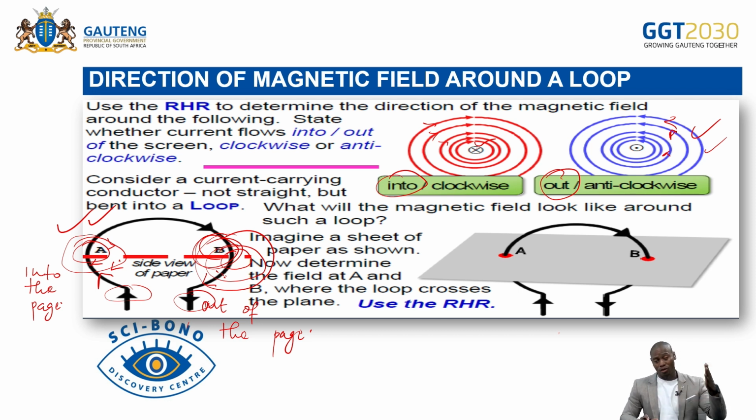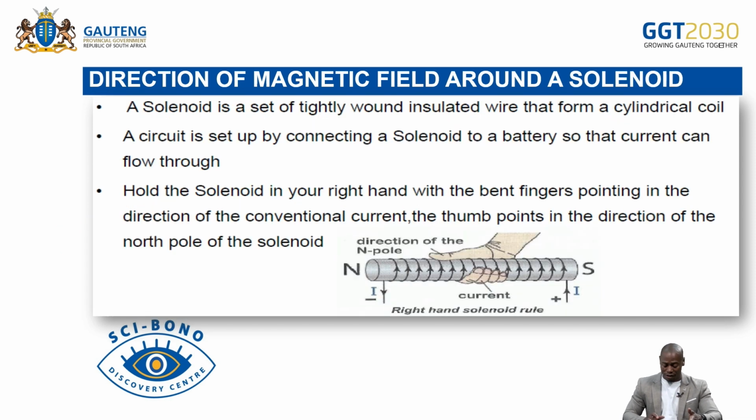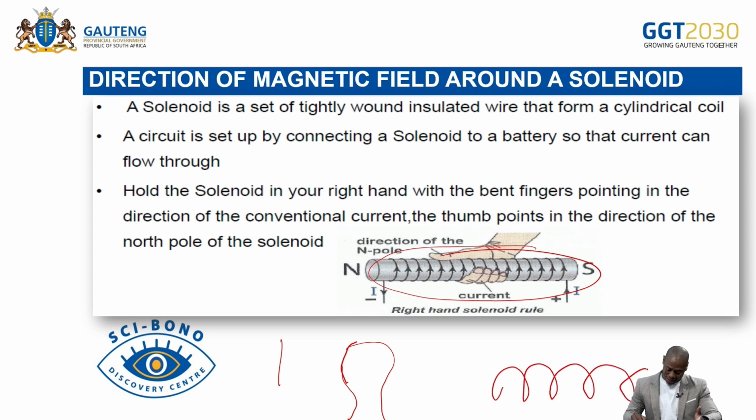Then we have talked about the straight conductor and the loop. Now let's move toward a solenoid. All right, so a solenoid is a loop of many wires. As you can see here, there are so many. Unlike this, which is a straight conductor, and this is a loop, you have a solenoid, something like this.